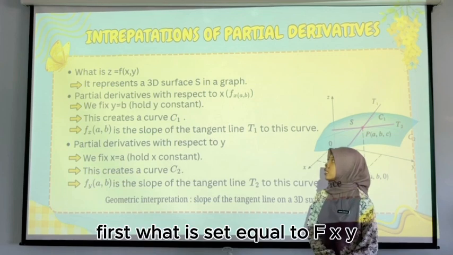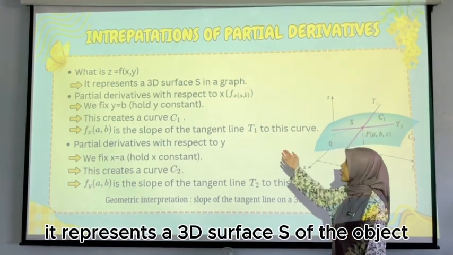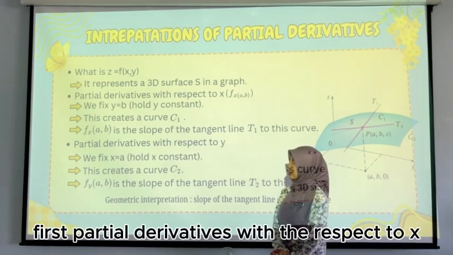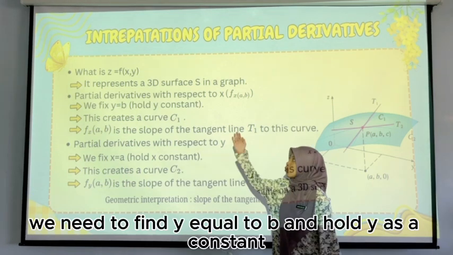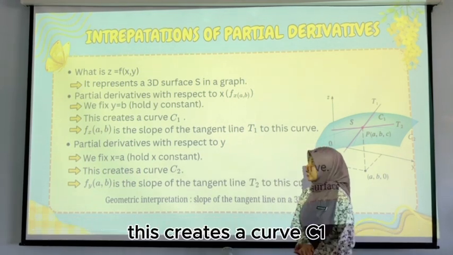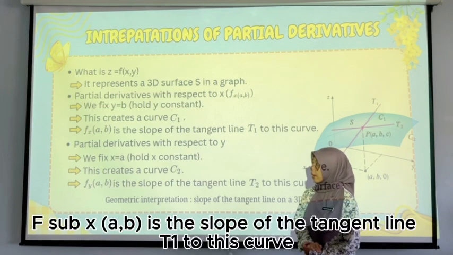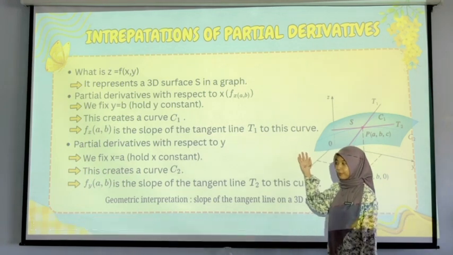Now, let's look at this slide, which is the interpretation of the partial derivative. First, what is z equals f(x, y)? It represents a surface, as in the graph, which is this. First, the partial derivative with respect to x. How to find it: we fix y equal to b and hold y as a constant. This creates a curve C1. Therefore, f sub x(a, b) is the slope of the tangent line T1 to the curve.